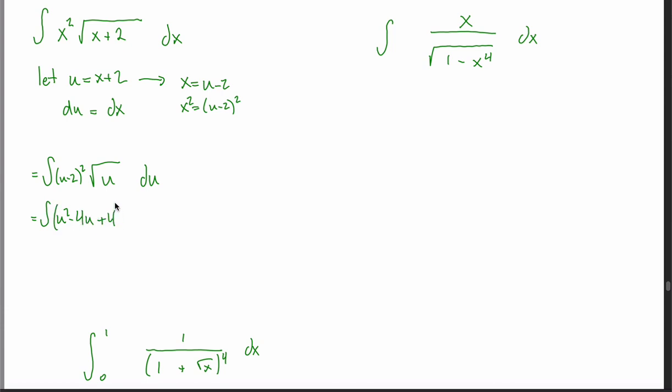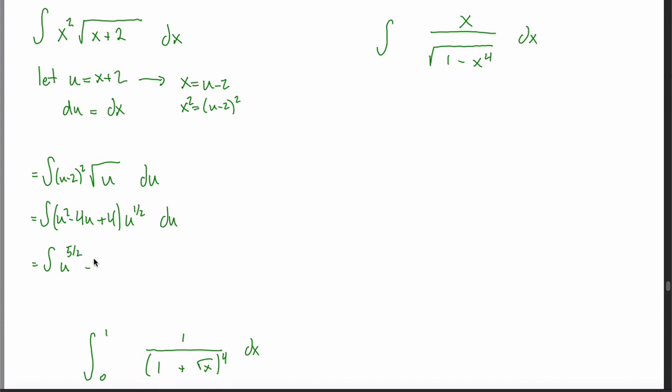And then that entire thing needs to be multiplied by u to the 1/2 power, which is the same as the square root of u. And now I can take this u to the 1/2 and distribute it through my terms, and I get u to the 2nd power times u to the 1/2 power. When you multiply together exponents with the same base, you add up those exponents. So that would be u to the 5/2 power.